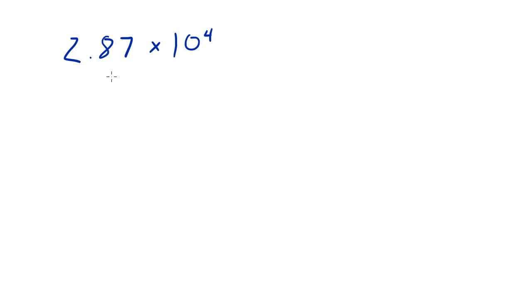So, alright, how would we solve this problem? I told you that this number basically means the same as 28,700. Don't believe me? Well, I'm going to show you how to do that. So you have 2.87 times 10 to the fourth power. Alright, so we need to solve this baby right here.